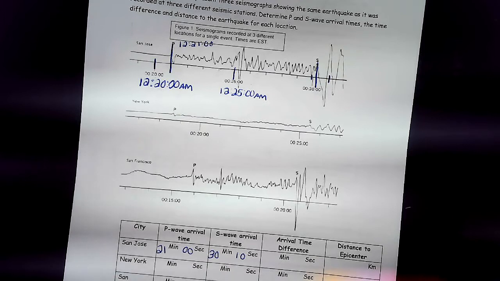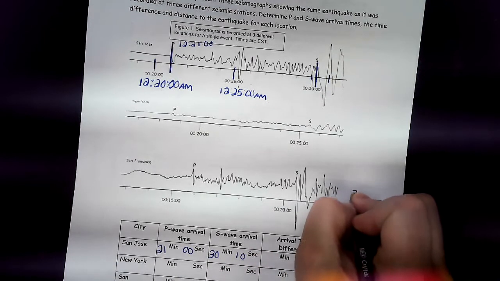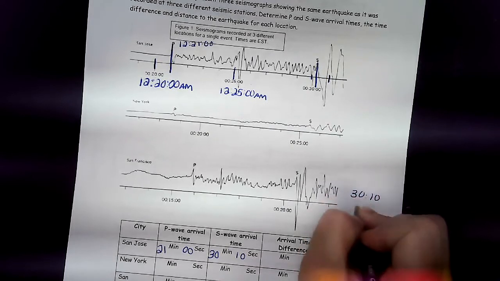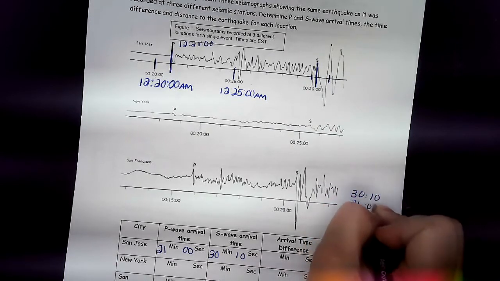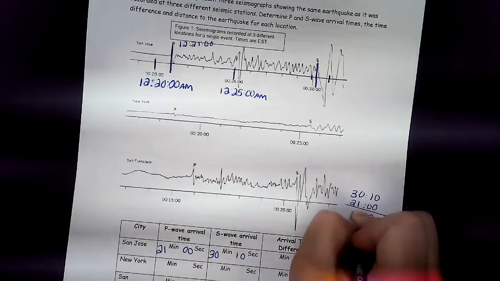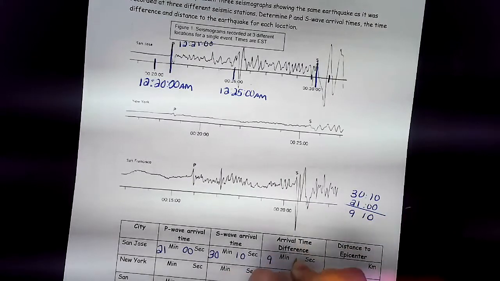Right. So then you have to do, and I know this is going back a ways, we did this, Mr. Miga's class did this back in November, early December, but you still are responsible for knowing it. So to do the difference, you just subtract. So 30, 10 minus 21, 0 is 9 minutes and 10 seconds. Then you take this to your reference table.